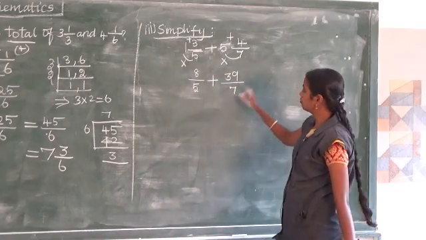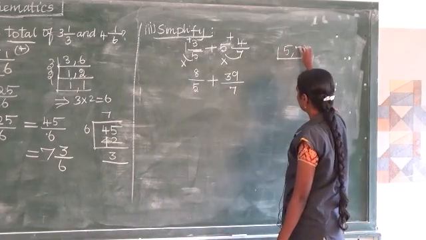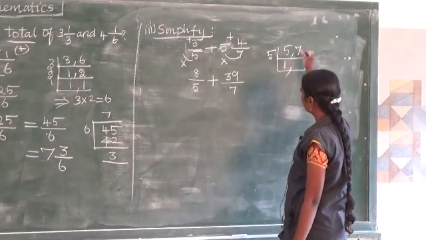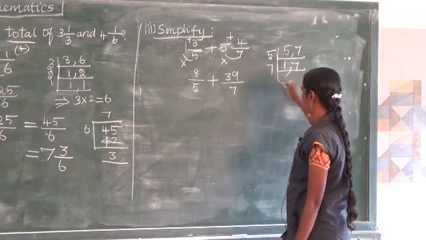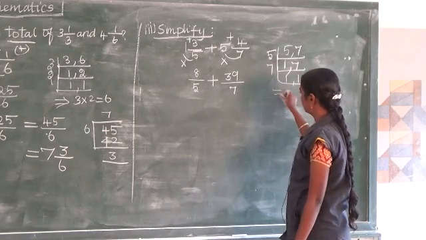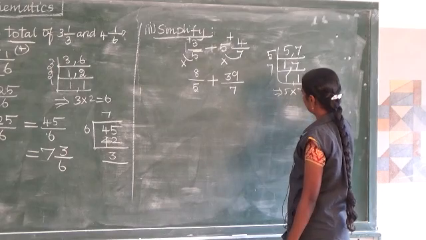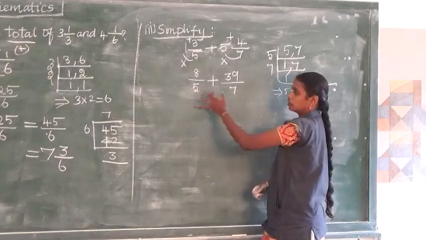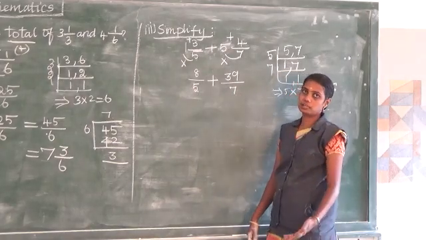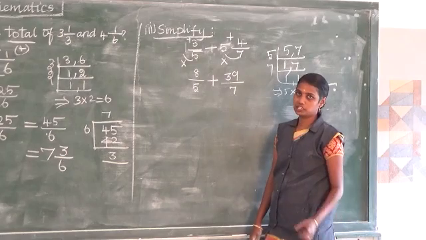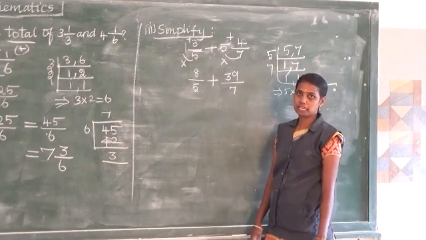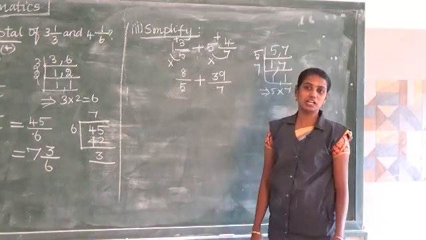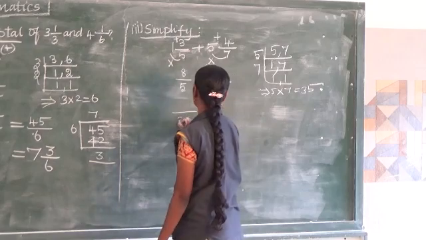Take the LCM for 5 and 7. 5 table, 5 ones are 5. 7 write as it is. 7 table, 1 and 1. 5 into 7 is 35. One more clue I will say now: whenever you have two prime numbers, multiply them, and that will be the LCM. 5 and 7 are both prime numbers. So if you multiply, that will be the LCM. So 35 is the LCM.